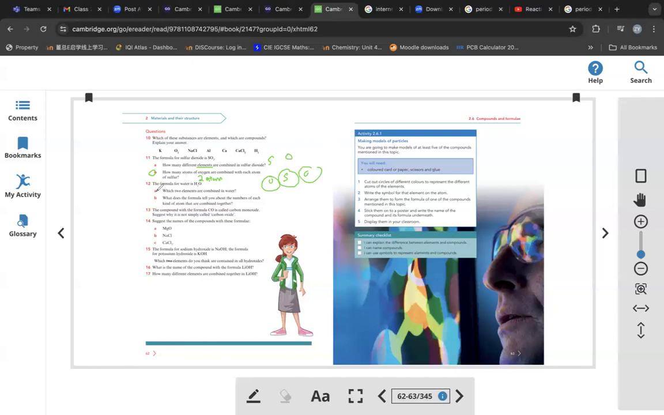Okay, question 12. If it's H2O, then there's 2 hydrogen, right? Correct. But see carefully the question. They ask for elements, so how many types? 2, H and O. Understand? And then, what does the formula tell you about the numbers of each kind of atom? In this case, they're telling you that you have 2 hydrogen atoms combined with 1 oxygen atom. Understand? Okay, question 13, I think quite good.